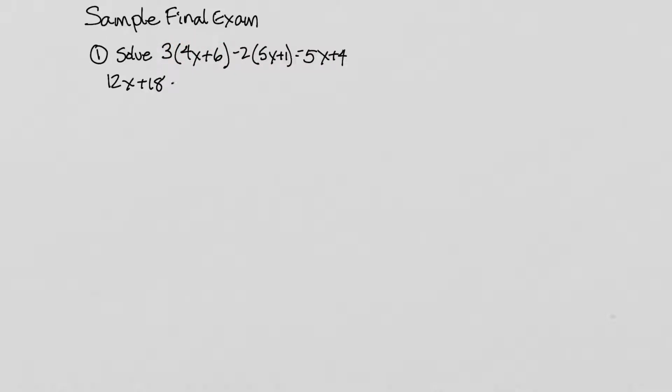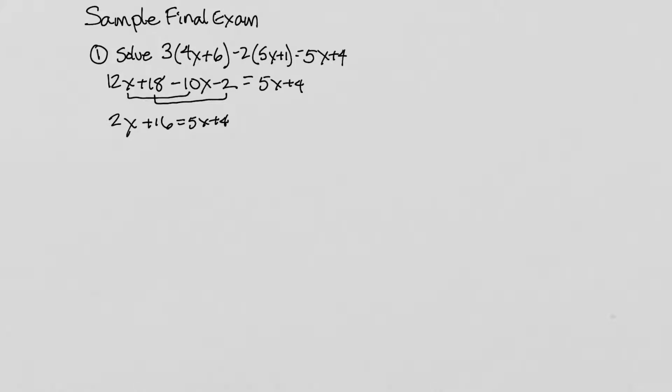Then distributing the negative 2, we'll get negative 10x minus 2. Makes sense? Negative 10, negative 2. And then on the right side, we'll just rewrite that. We'll have 5x plus 4. Now on the left side, we can combine some terms here. 12x's minus 10x's gives us 2x's. 18 minus 2 gives us 16. And this is all equal to that 5x plus 4.